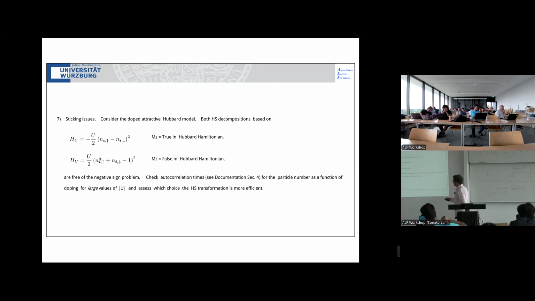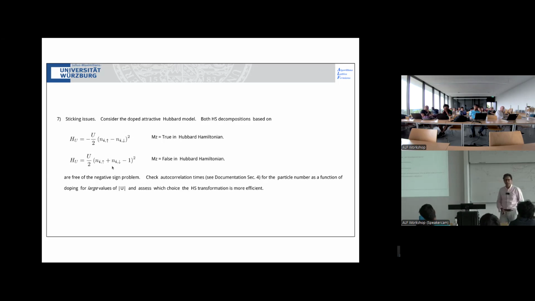And then for the negative U, you would couple to the charge, okay? So it turns out that the charge is a slow mode and the spin is a quick mode. And this is a beautiful example where you see that if you base your Hubbard-Stratonovich on this, you get very good autocorrelation times. If you base your Hubbard-Stratonovich on this, it's not very good, right?